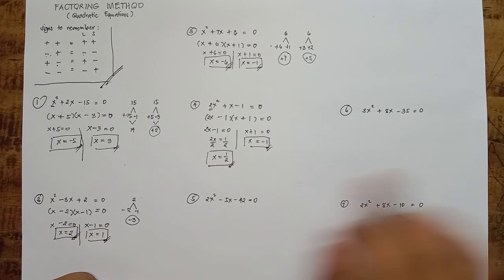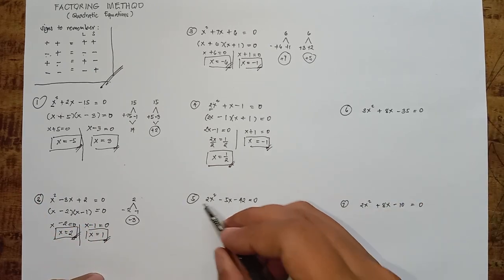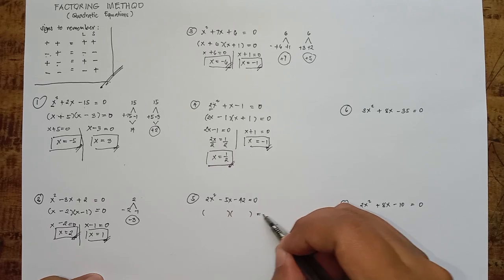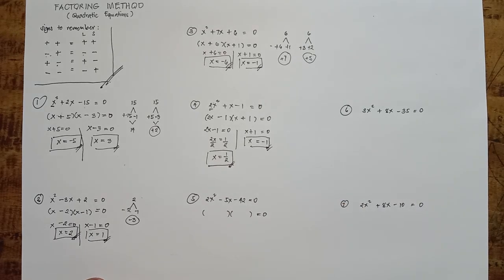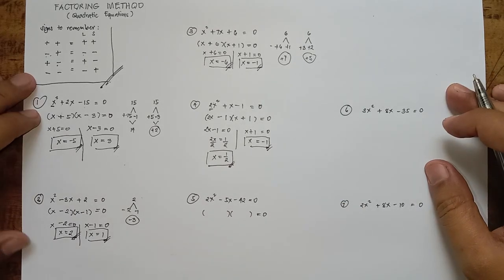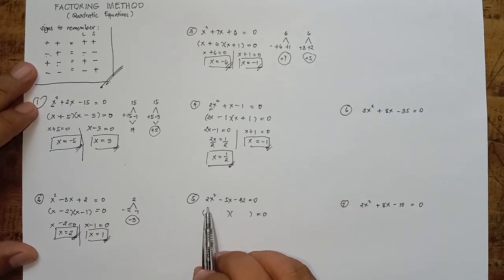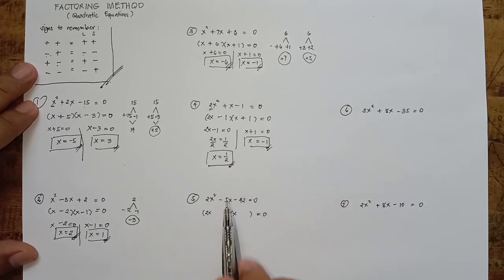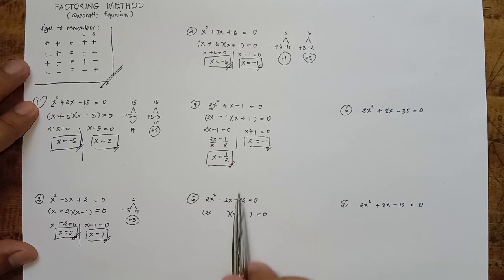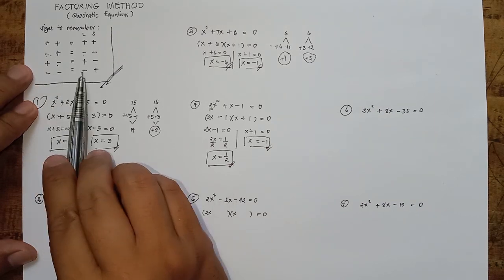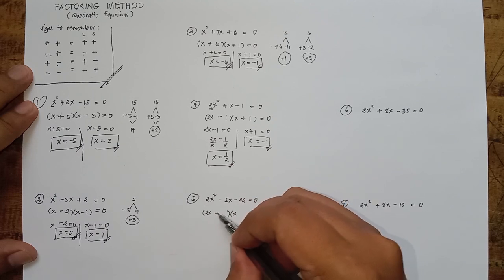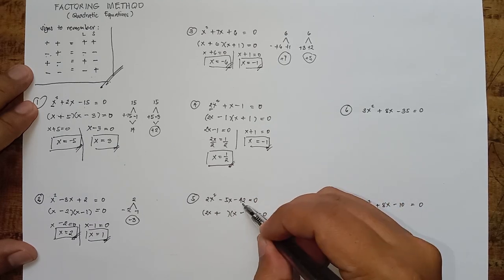Okay, let us try this one. You have 2x squared minus 5x minus 42. So 2x, and this one is x. Since the signs are negative and negative, we'll just simply interchange this one. So that is positive and negative.